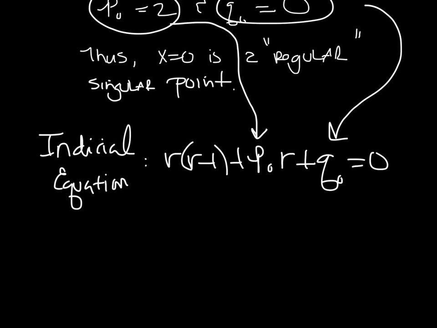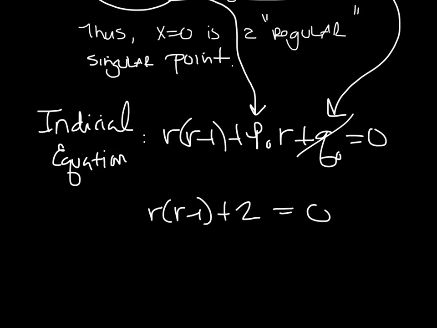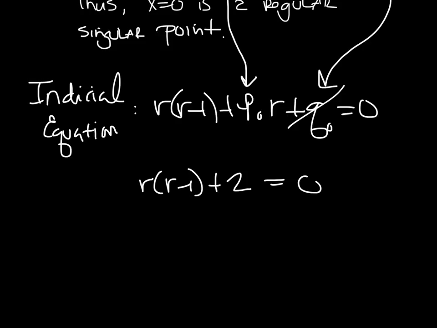r times the quantity r minus 1, plus 2, that's 0. And then this all comes back to college algebra, really. This is just a quadratic equation. If you distribute these, we get r squared minus r plus 2 equals 0. And for the previous section, you were factoring quite a bit. I think I made a mistake. Oh, I forgot my r here. That should be an r. I just wrote my indicial equation incorrectly.